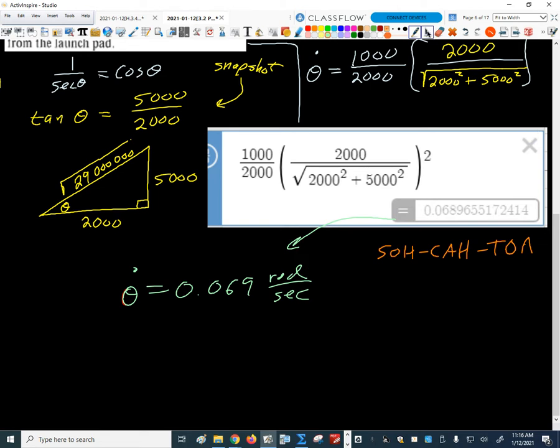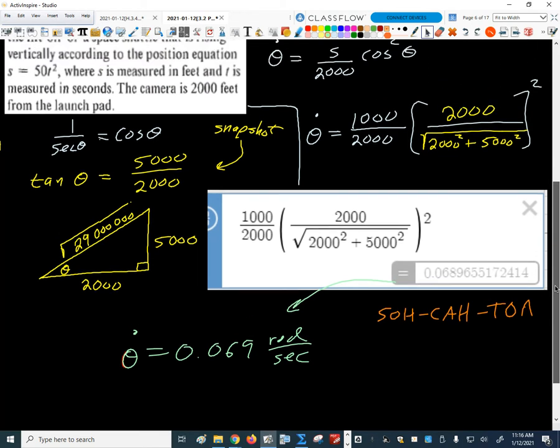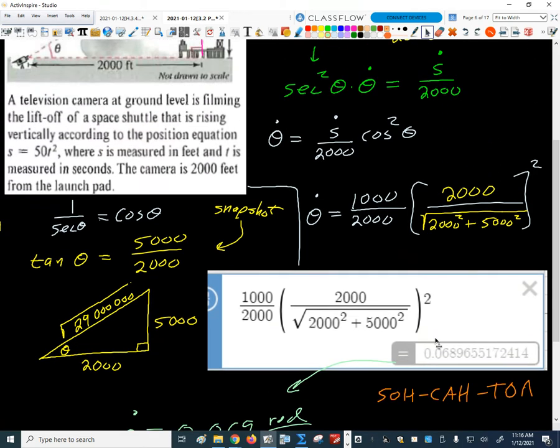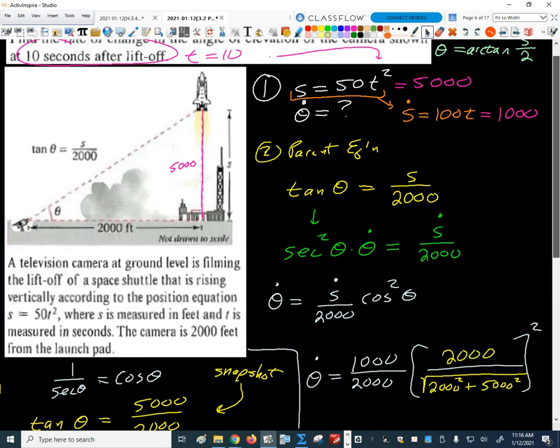Mr. Webb, could you go over real quick how you got cosine squared theta to go to that 2000 over the square root squared? I don't really understand how we got this part right here. Yeah, that's from our reference triangle, right? Because our reference triangle corresponds to the values for our picture up here at our snapshot.